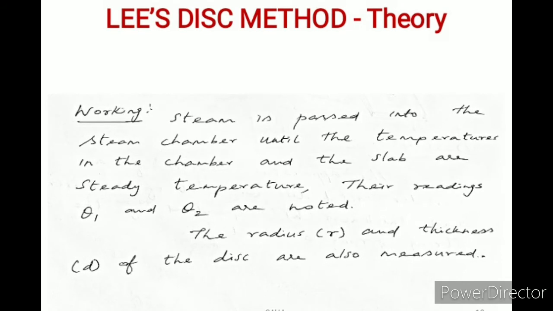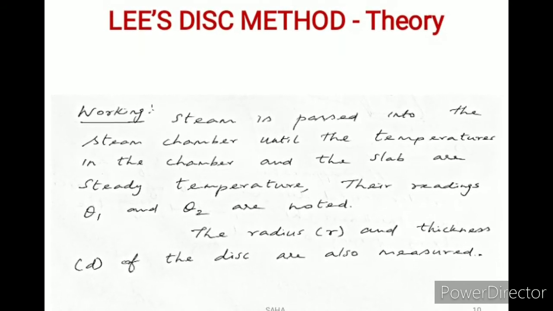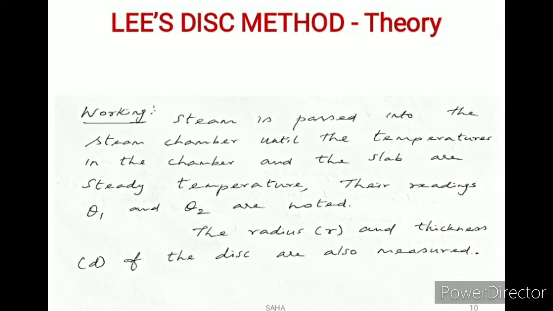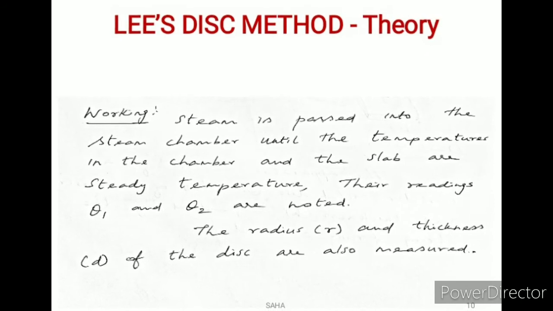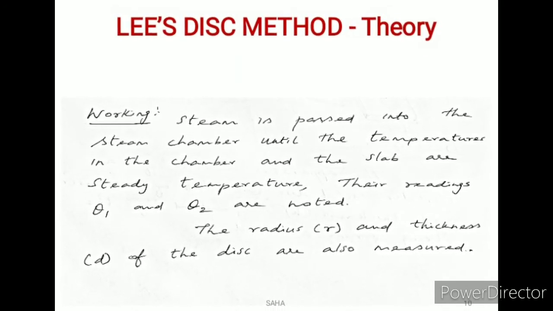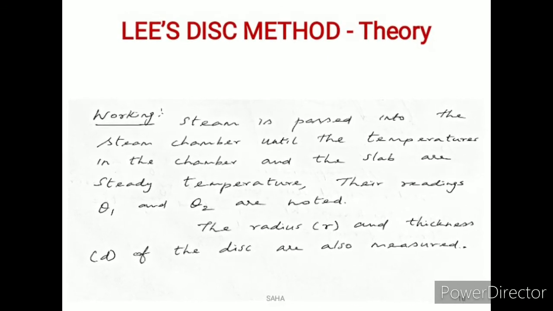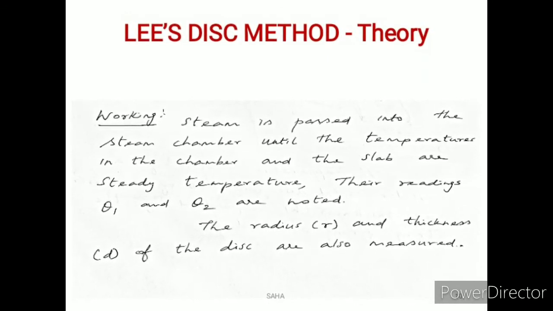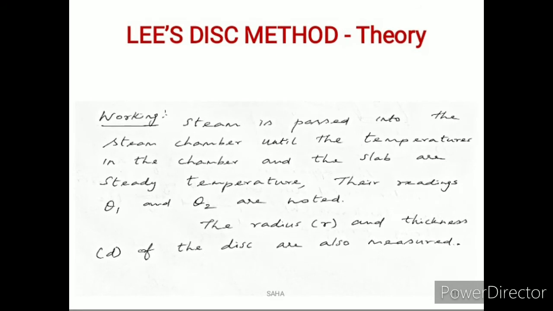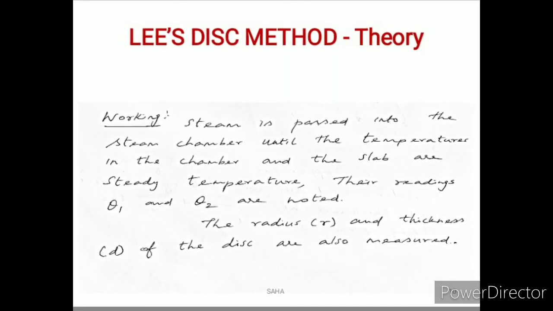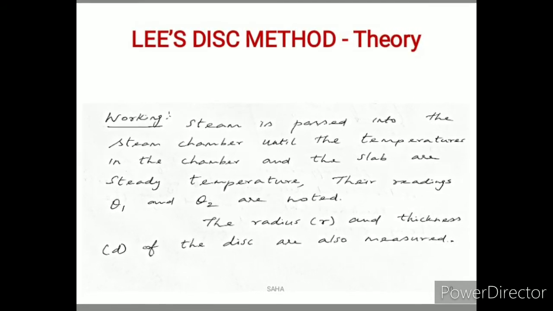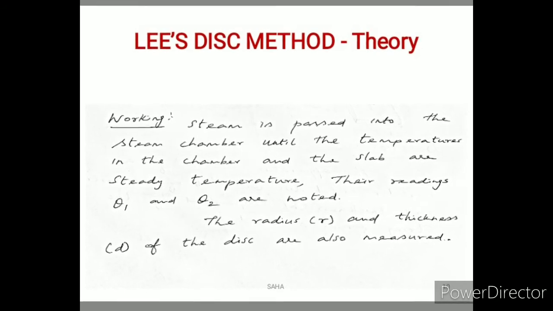The steam is passed into the steam chamber until the temperatures in the chamber and the slab are steady. So the readings theta 1 and theta 2 are noted. The radius r and the thickness small d of the disc are also measured. Here the temperature will come to a steady value, and till that we have to pass the steam.